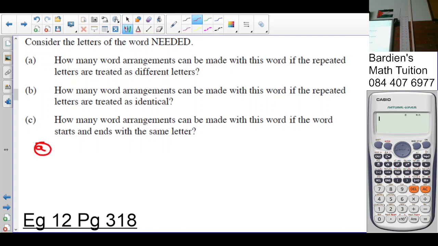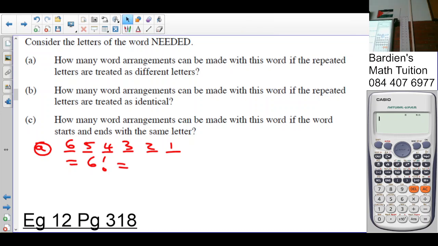So, how many boxes do we draw here? 6. It's 1, 2, 3, 4, 5, 6. How many options do I have here? 6. Then 5, then 4, 3, 2, 1. Which is 6 factorial. Which is 720. Yeah, 720.